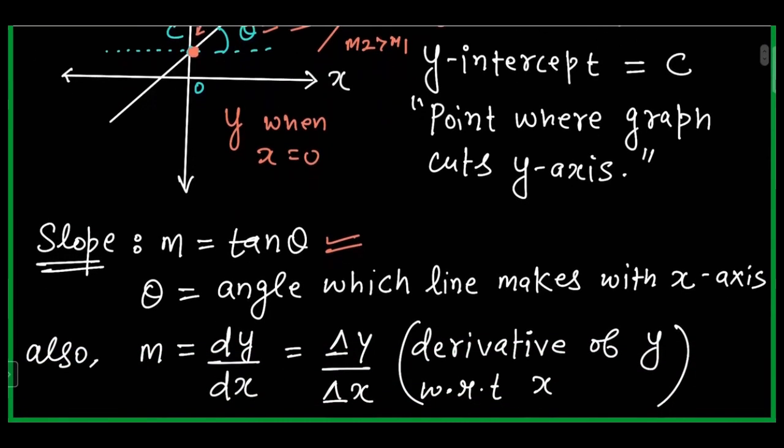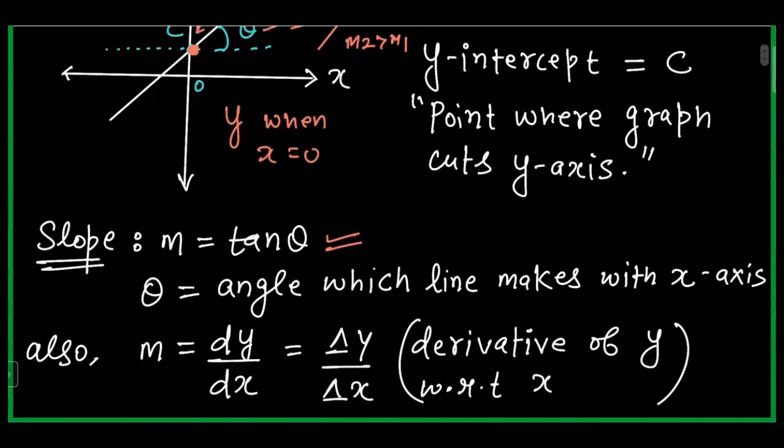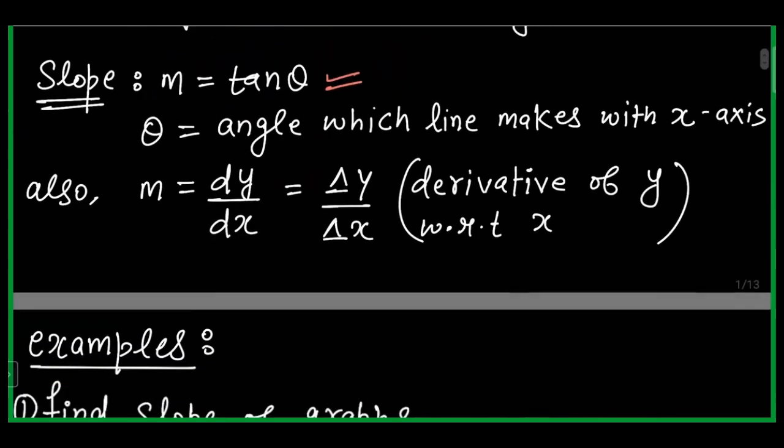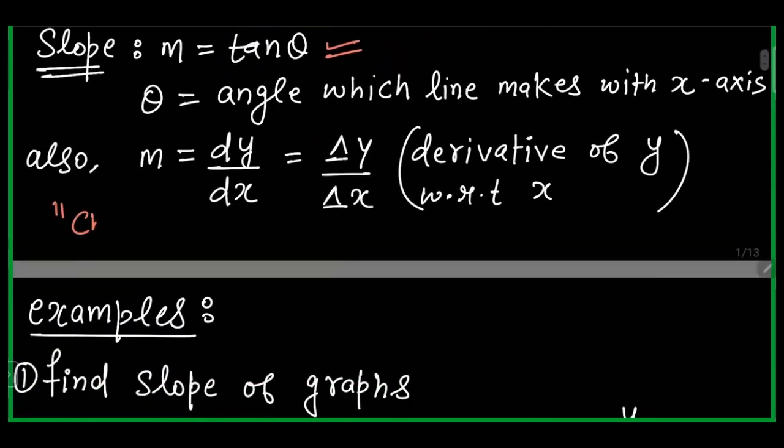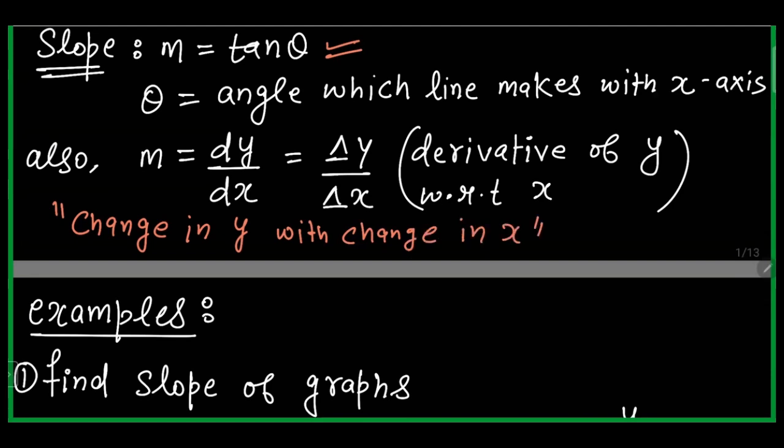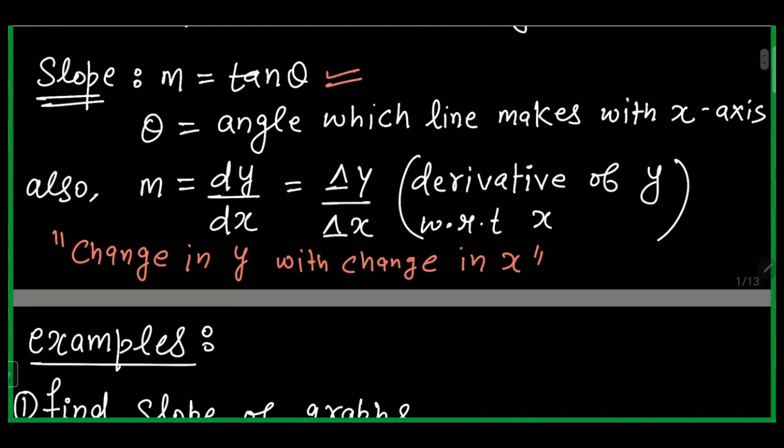Now, the next point: slope can be defined in other ways as well. One more way to define the slope is by taking the derivative. So slope is also defined as the derivative. So what is a derivative? Derivative is nothing but change in y with change in x. This is the basic definition of derivative or the differentiation that you might have heard. If someone asks you what a derivative is, you can simply say the change in y with change in x.